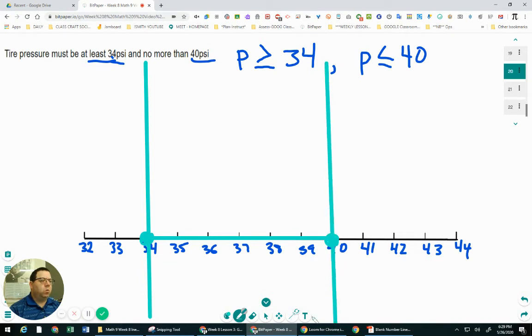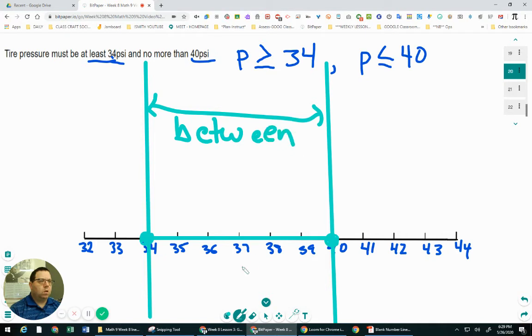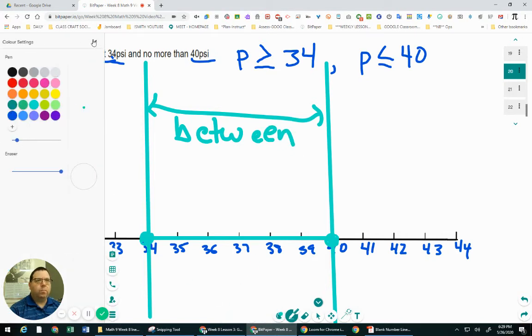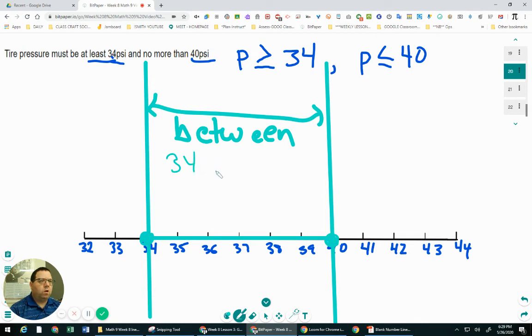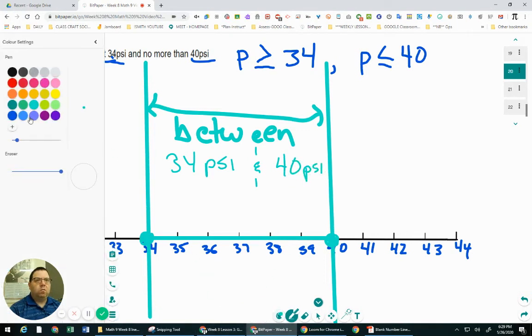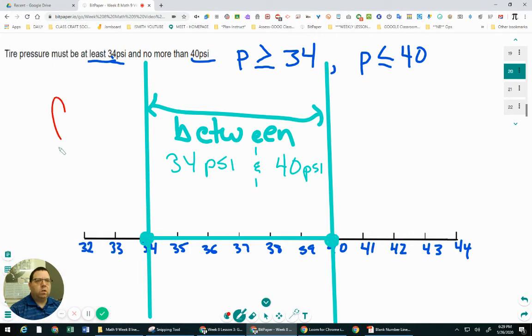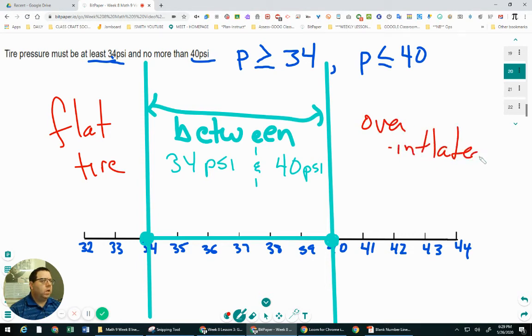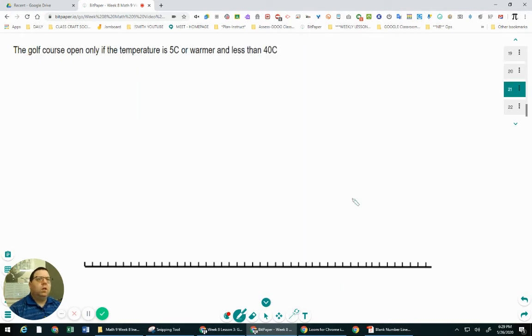So this is what we're talking about when we say between. Just going to decrease this thickness. This is between 34 psi and, what did we say, 40? 40 psi, okay? So over here, you're getting a little bit of flat tire syndrome. And over here, you're overinflated. You could burst your tires. Okay, overinflated.